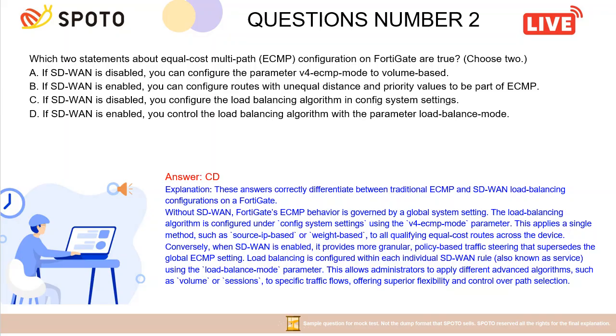Conversely, when SD-WAN is enabled, it provides more granular, policy-based traffic steering that supersedes the global ECMP setting. Load balancing is configured within each individual SD-WAN rule, also known as a service, using the load-balance-mode parameter. This allows administrators to apply different advanced algorithms, such as volume or sessions, to specific traffic flows, offering superior flexibility and control over path selection.